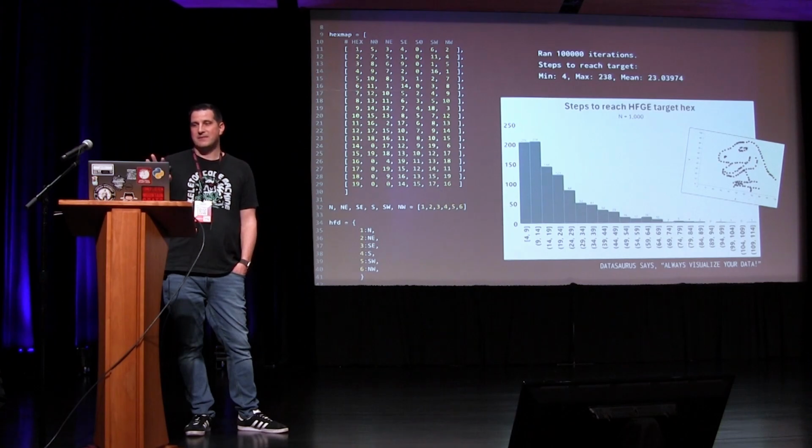And again, remember Datasaurus says always visualize your data, because this one is a very different distribution than the first one, right? Like the first one had the very nice sort of normal distribution you would expect. This one's all pushed to one side, so it will help you understand what that player is likely to see.